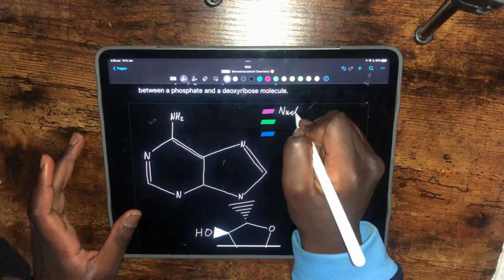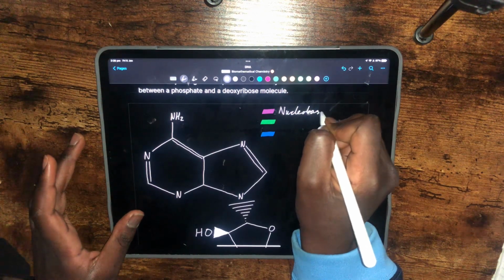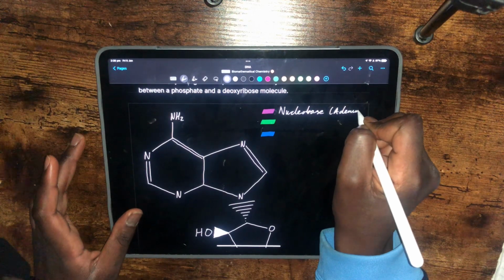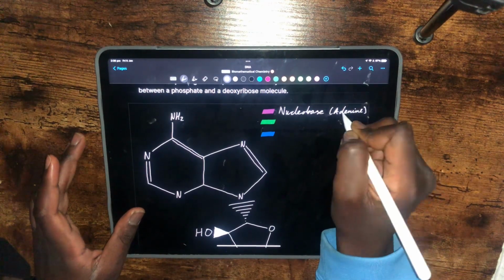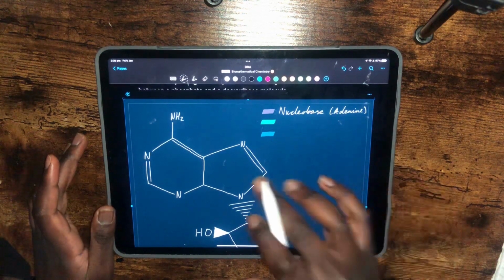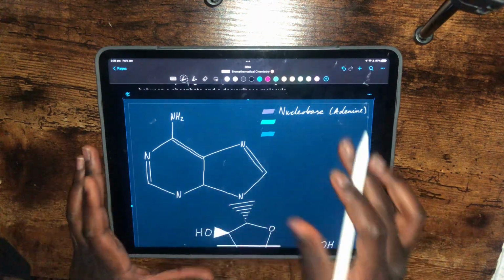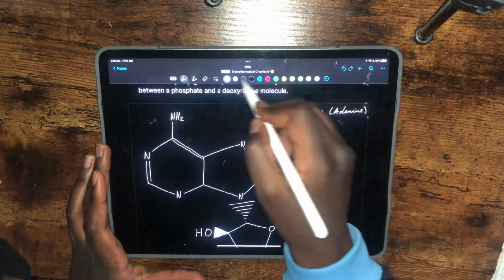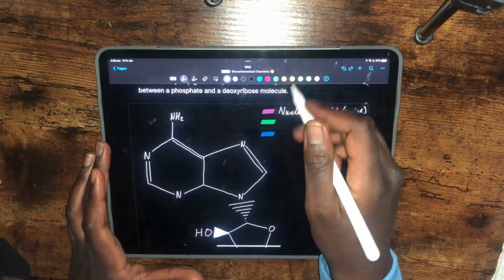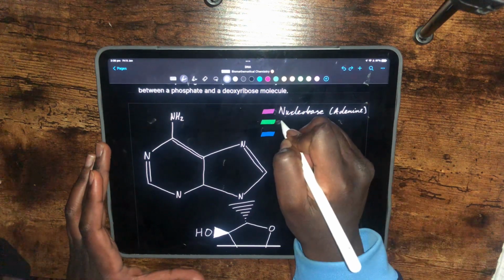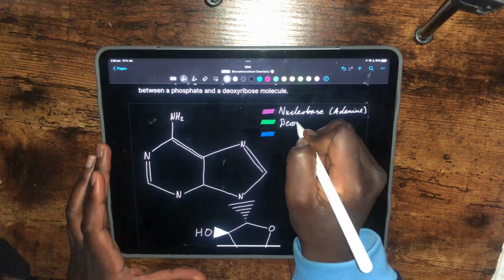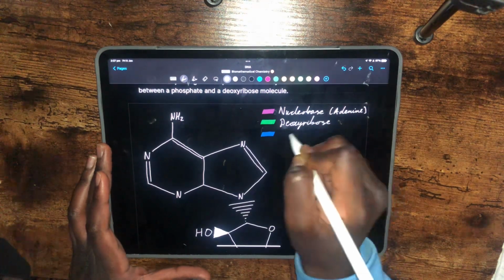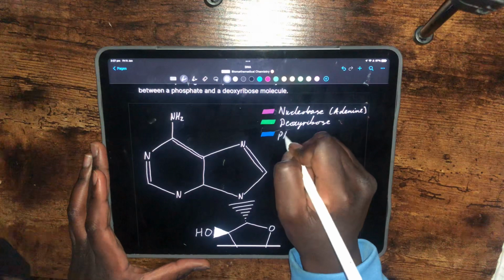Have our nucleobase. In this case, it is adenine. The example I have here is of adenine, but this concept applies to any of the nucleotide bases. I'm just using this one as an example here. We have our deoxyribose sugar. And then we have our phosphate group.